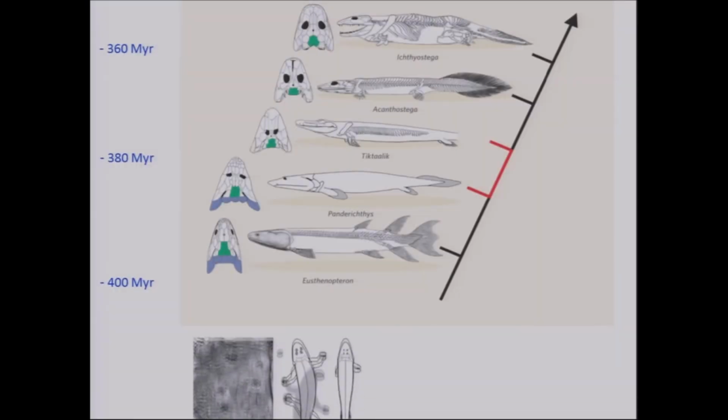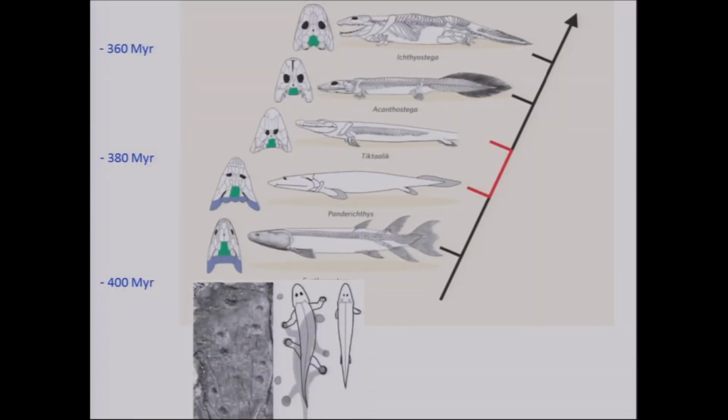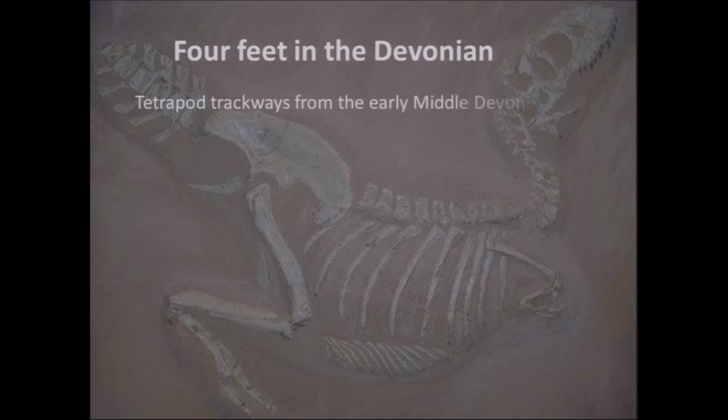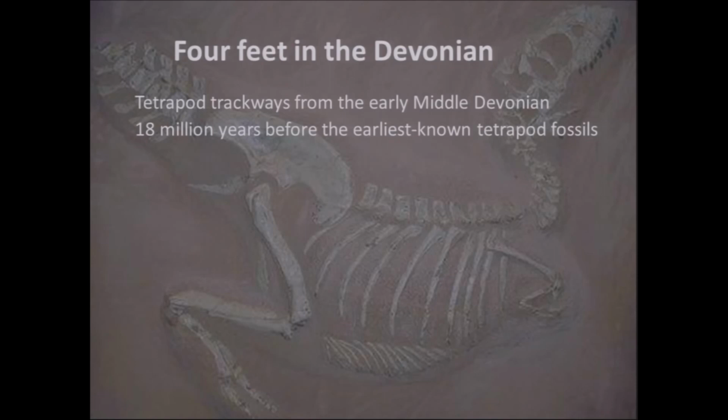Some rocks in Poland have footprints in them of a four-legged creature wandering around. And on the evolutionary timescale, I'll use it for convenience, these are 400 million years old. They are too old. So before Tiktaalik and Panderichthys, and before Ichthyostega and Acanthostega and other four-legged creatures, there are these footprints too early in the fossil record, creating problems for the evolutionists. Four feet in the Devonian, too early. 18 million years before the earliest known tetrapod fossil. So basically, there's something walking around 18 million years before there's something to walk around and make the footprints.